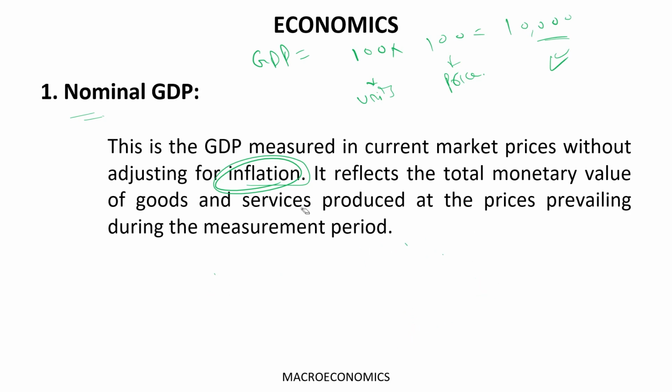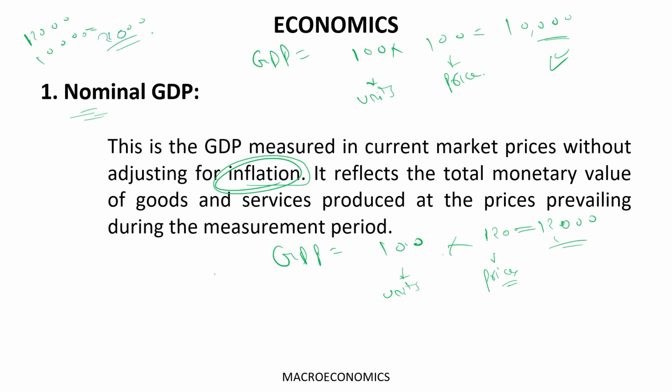Now come to the question. During the first time it was about this, but during the next time it was about 100 units into 120. Now GDP increased to 12,000. This is the unit. This is the price. So this will be the picture in front of you when you calculate the nominal GDP. Now what do you think? You will think that we have increased 2,000 value in our production. It means that our production of goods and services is increasing.